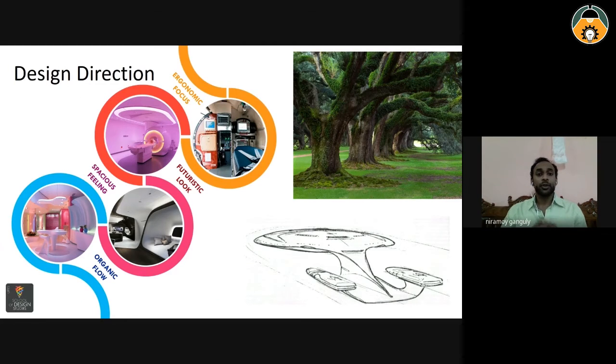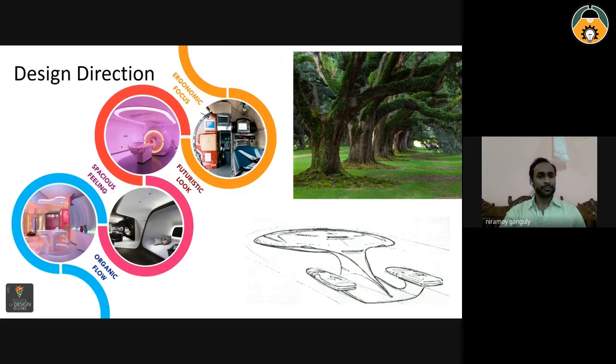So I decided to go for an ergonomic focus, futuristic look, organic flow, and a spacious feel, where I was looking into luxury hotels. As you can see in the futuristic look, that is a CT scan area where they've used ambient lighting to try and create a certain mood.